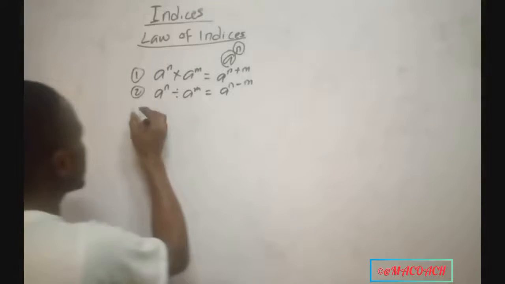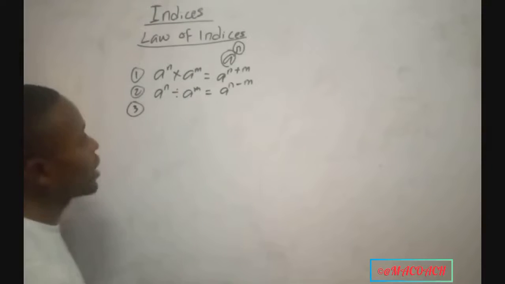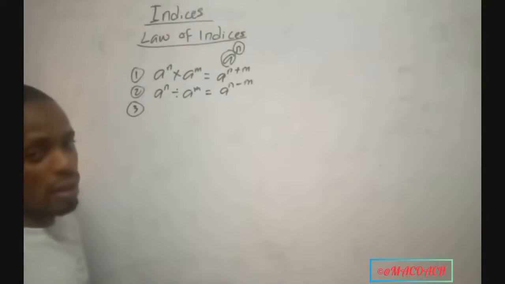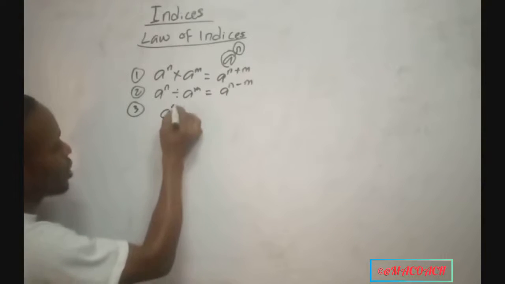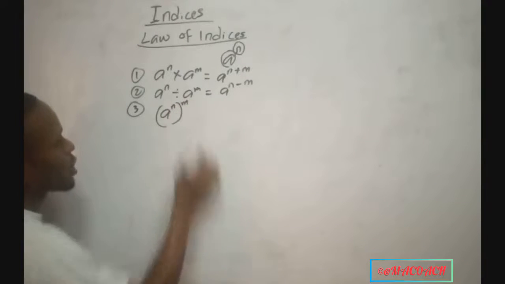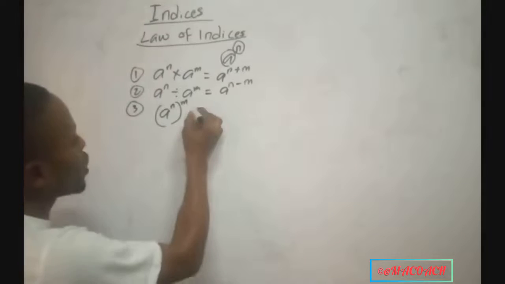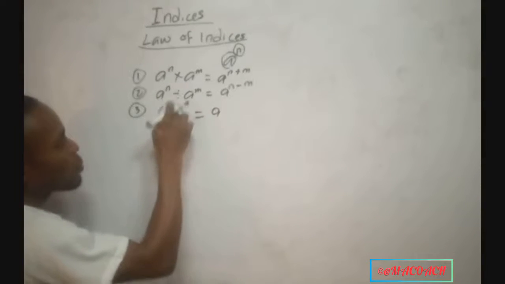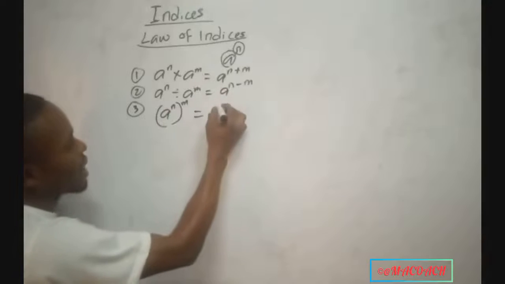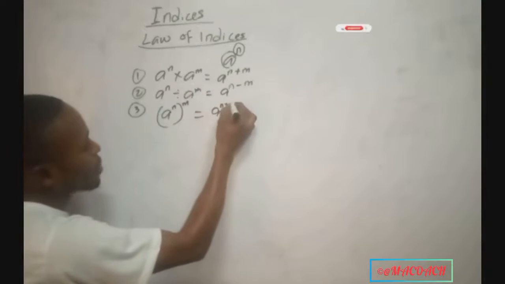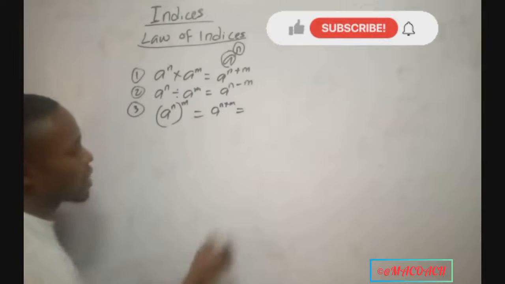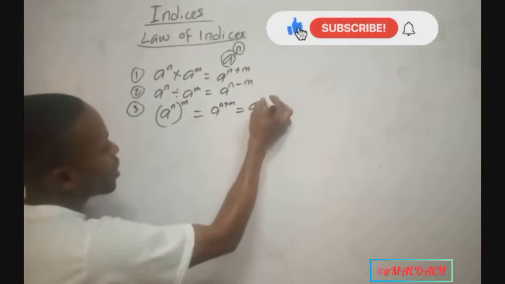Now the third law I will introduce to you today is called the power of an index. This one says if you have a raised to the power of n, close brackets, and also raised to the power of m, this can be interpreted as a to the power of n multiplied by m. When you open the bracket, it means n times m, and this gives us a raised to the power of nm.